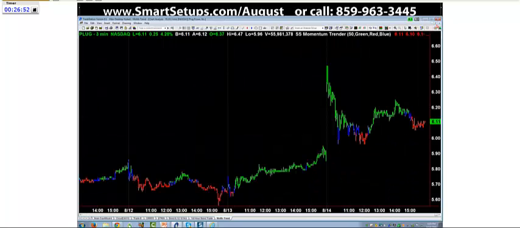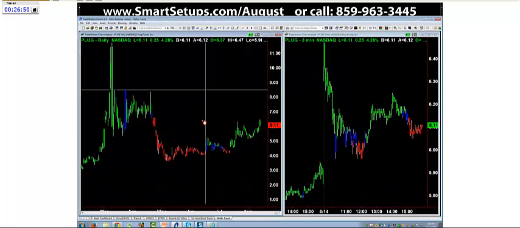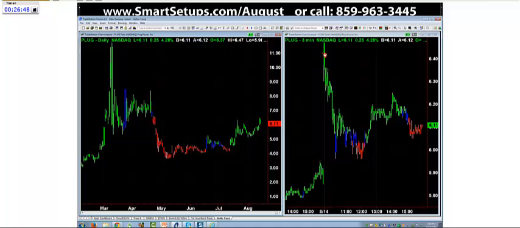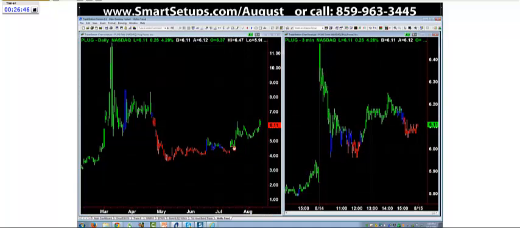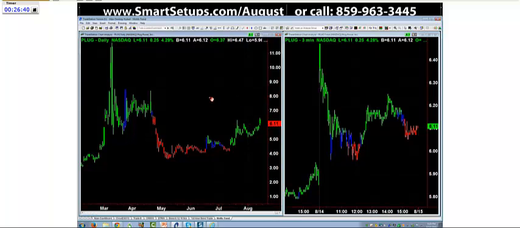PLUG. Let's go back so you can see the daily and the 3-minute. Plug is a long. Today it gapped up, but it's been long since mid-July, and it's acting really good. It's probably gonna go to $9.